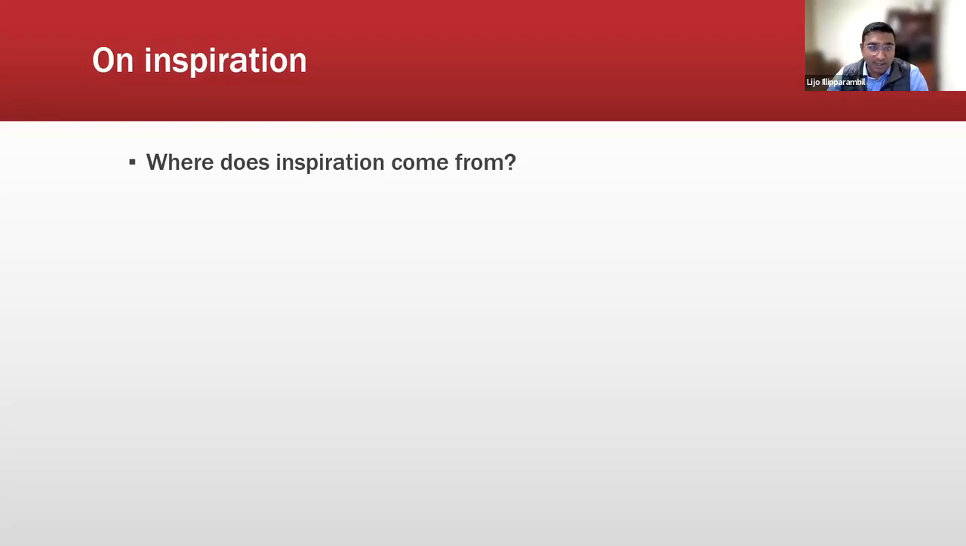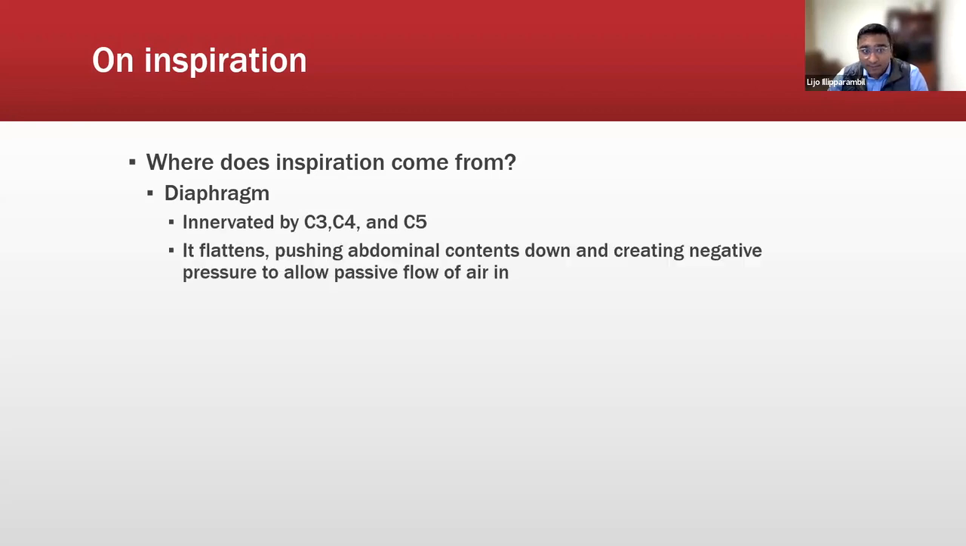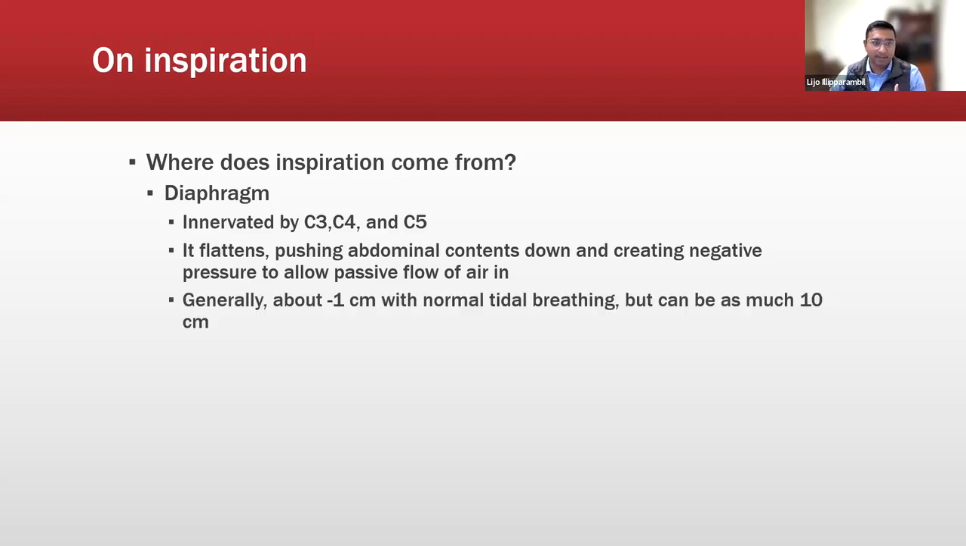So, where does inspiration really come from? The diaphragm. That's really our initial muscle for inspiration. It's innervated by cervical nerves 3, 4, and 5. What it does is when it contracts, it flattens out, pushes the abdominal contents down, and creates negative pressure that allows a passive flow of air in. Generally, you really only need a negative pressure of about 1 centimeter of water with normal tidal breathing. But under exertion and activity, you can use as much as negative 10 centimeters of water.